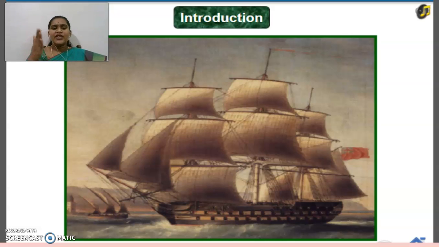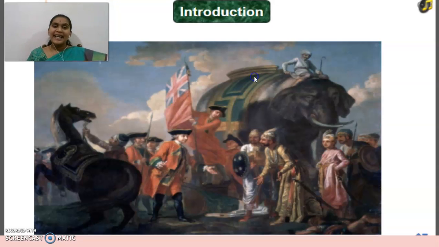Why did the British come to India? How did they come? At that time, as we know, only the sea route was a mode of transportation. Yes or no, children? To travel to abroad countries we didn't have airlines, and even the railways came later. So in the beginning, they came to India through the seaways only. And what was the main purpose they came to India? Yes, exactly, that is trading.